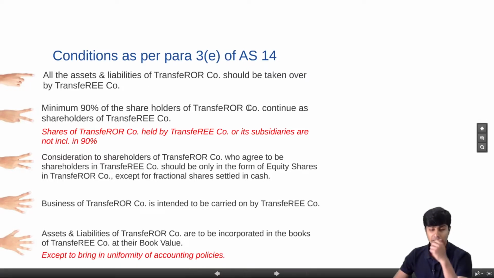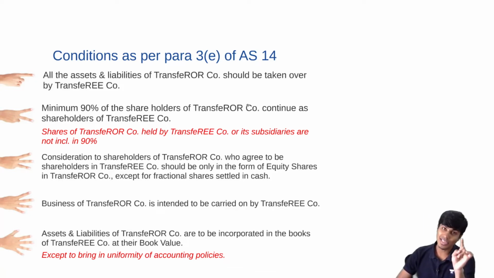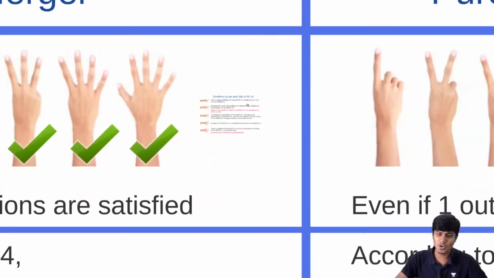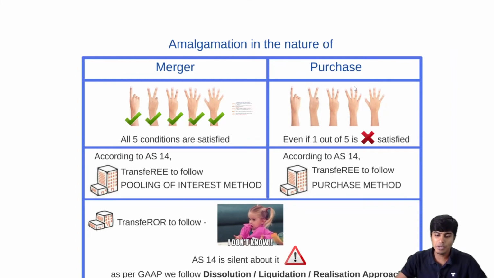The last condition is that it should be taken over at book value. So when you do the NATO method, if you don't take over all the assets, or even if you take over all the assets and liabilities but not at book value and change the value to an agreed value, it straight away becomes amalgamation in the nature of purchase. Why? You might be failing to fulfill either condition number 1 or condition number 5 as per para 3e of AS 14. If it becomes amalgamation in the nature of purchase, your accounting changes from pooling of interest method to purchase method.